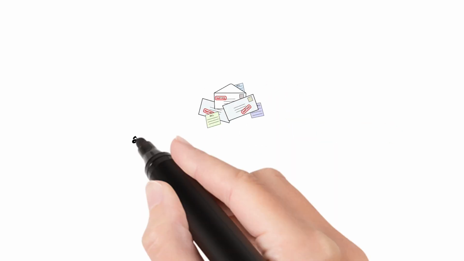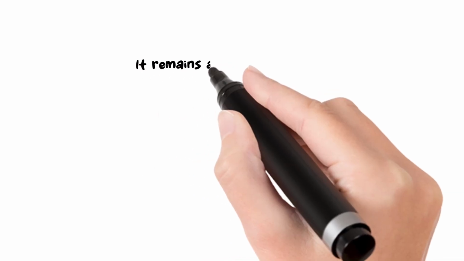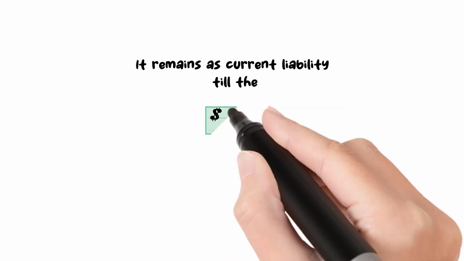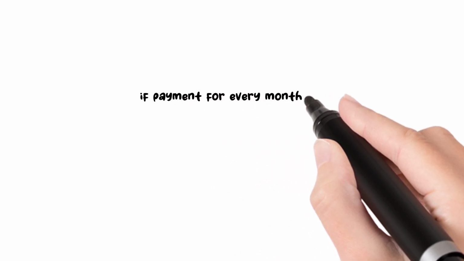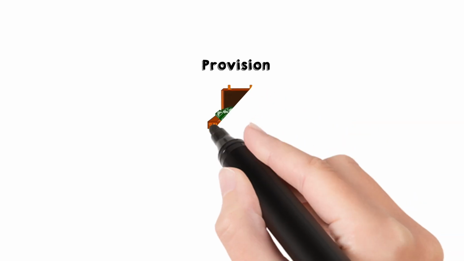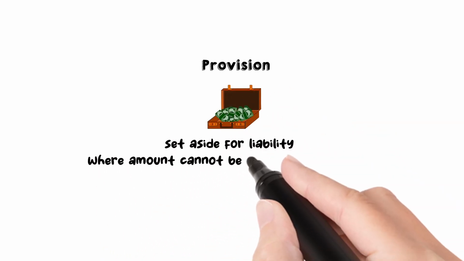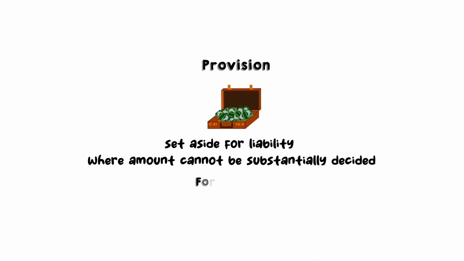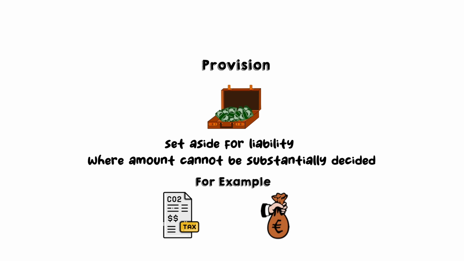Outstanding expenses are those expenses which are due but unpaid. It remains a current liability till the payment is made. It can include salary, wages, rent, etc., if payment for every month's due is made in the next month. Provision is money set aside for a liability where the amount cannot be substantially decided. For example, provision for tax, proposed dividend, etc.